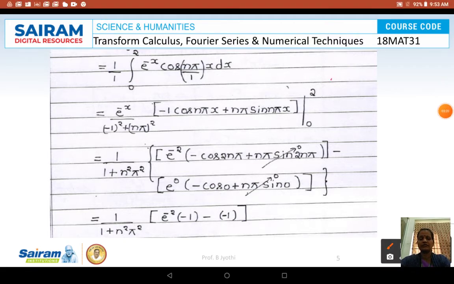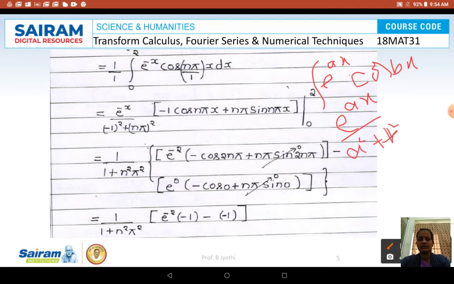So the formula I will write here: e to the power of ax into cos of bx. The integral of this is given by e to the power of ax divided by a square plus b square multiplied with a cos bx plus b sin bx. So this is applied where a value is minus 1 and b value is n pi. So when we apply that, we are getting this value.